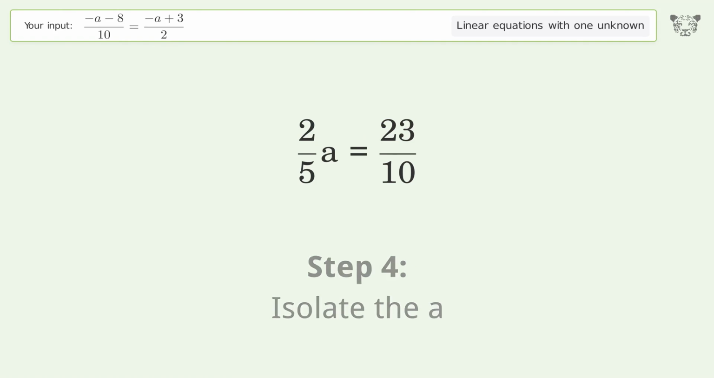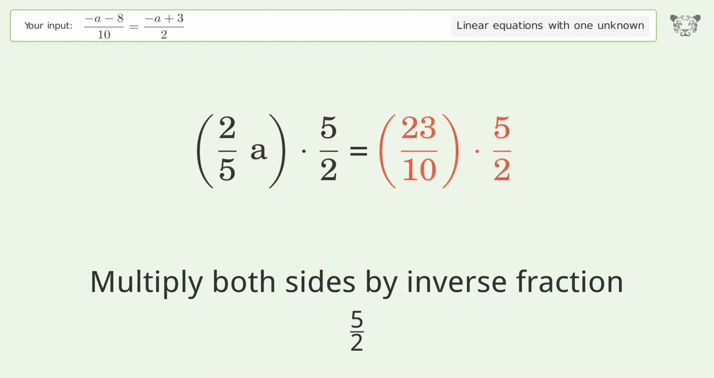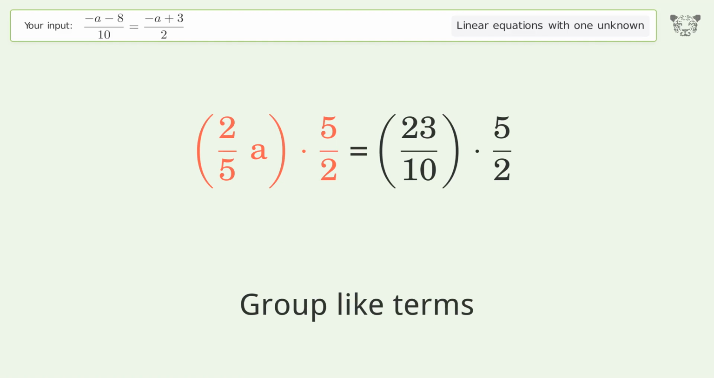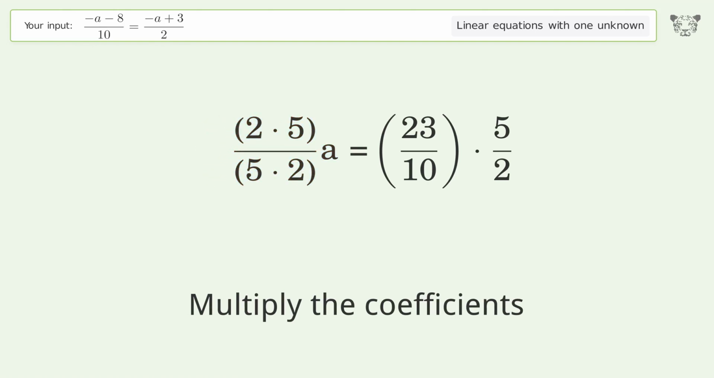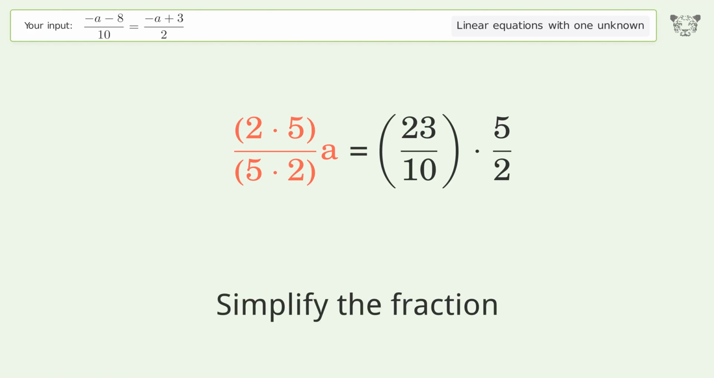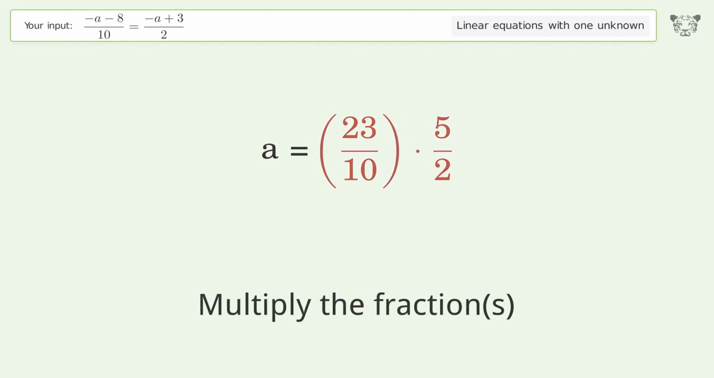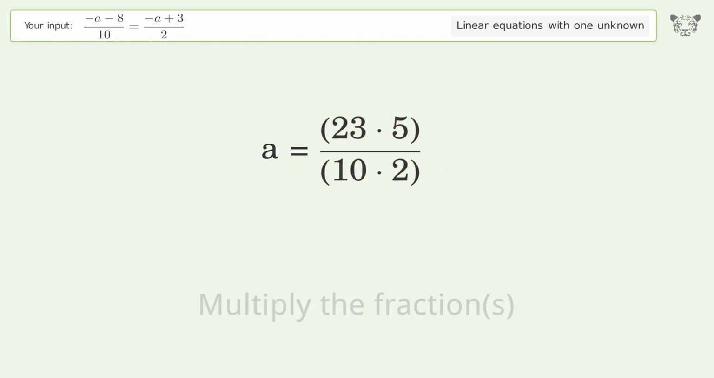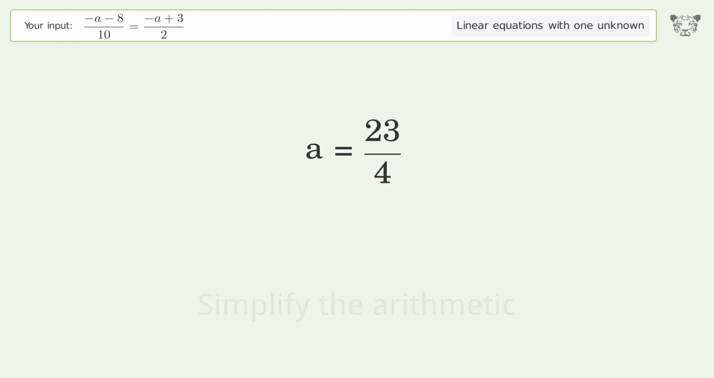Isolate the a. Multiply both sides by inverse fraction 5 over 2. Group like terms. Multiply the coefficients. Simplify the fraction. Multiply the fractions. Simplify the arithmetic. And so the final result is a equals 23 over 4.